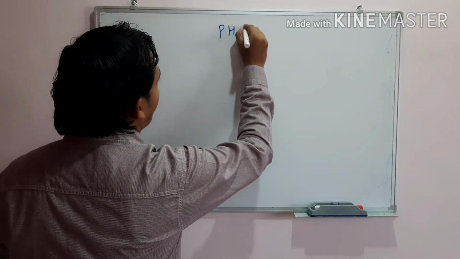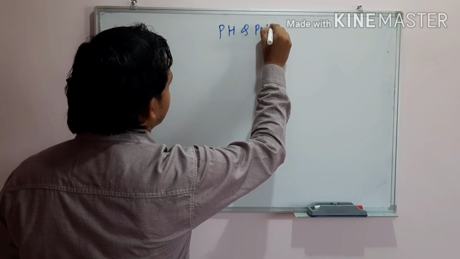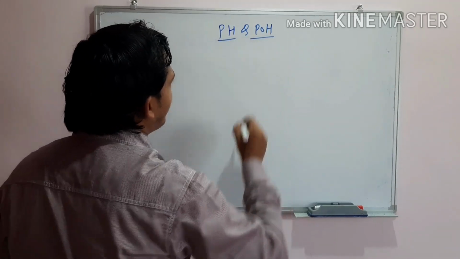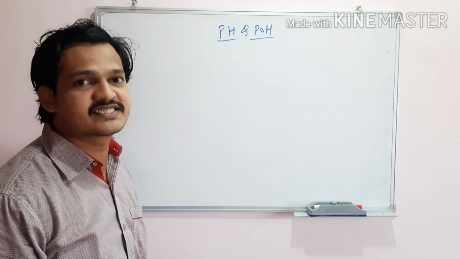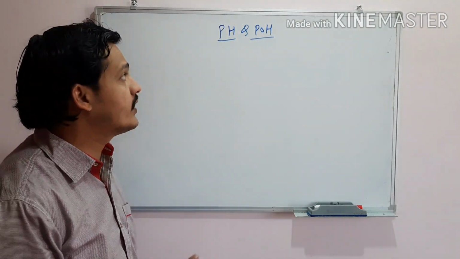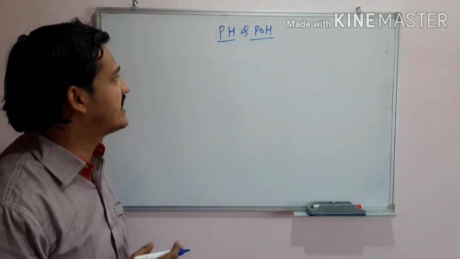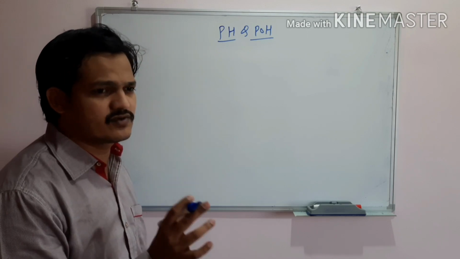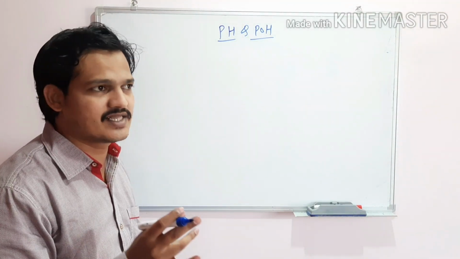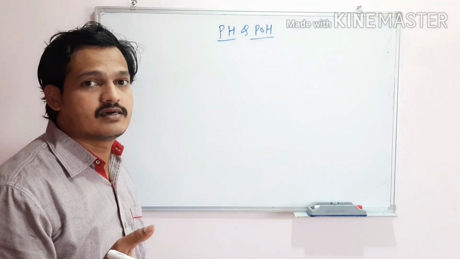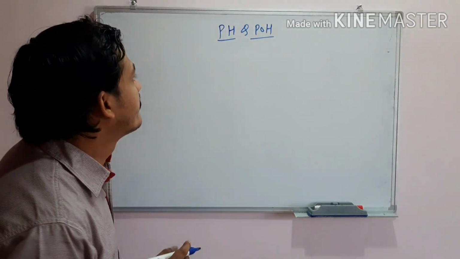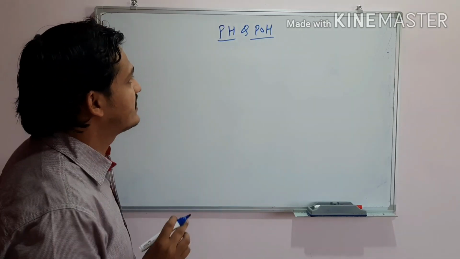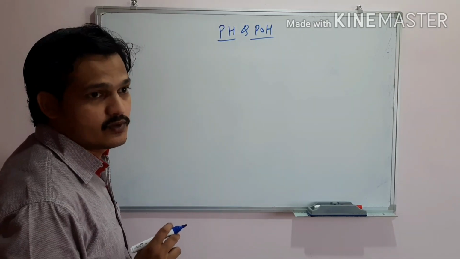pH and pOH are two words you have heard, I think, in 10th standard, where you know the pH scale, that is 0 to 7 or 1 to 7 acidic, 7 neutral, and up to 14 basic. Okay, so let us move to the details regarding pH and pOH.